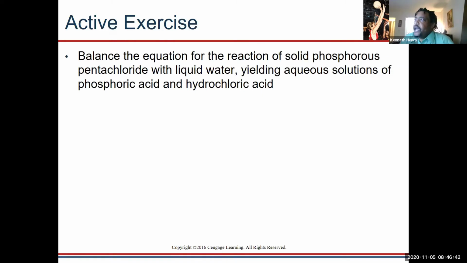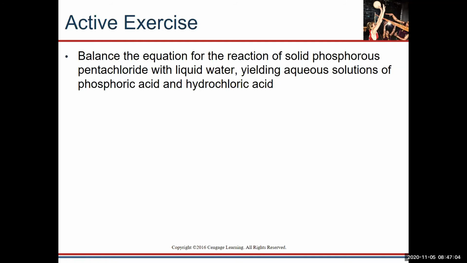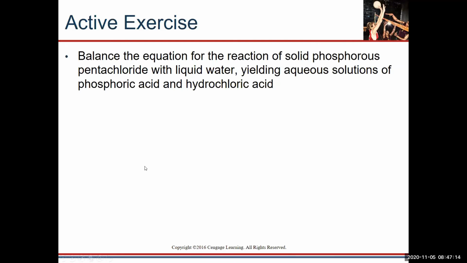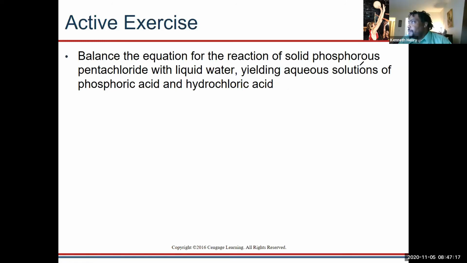Balance the equation for the reaction of solid phosphorus pentachloride with liquid water, yielding aqueous solutions of phosphoric acid and hydrochloric acid. Okay, Ariana, help me out with these reactants. What are my reactants? Solid phosphorus pentachloride.